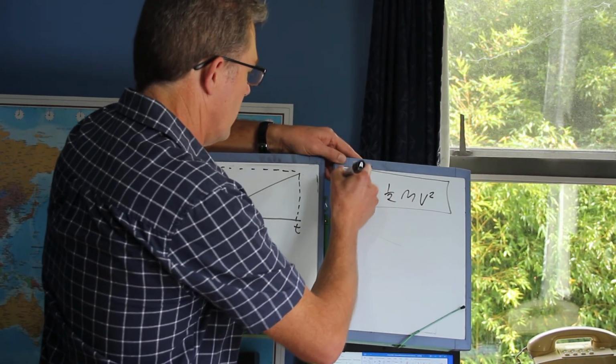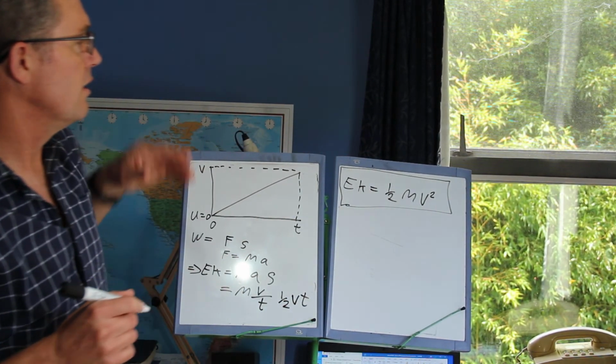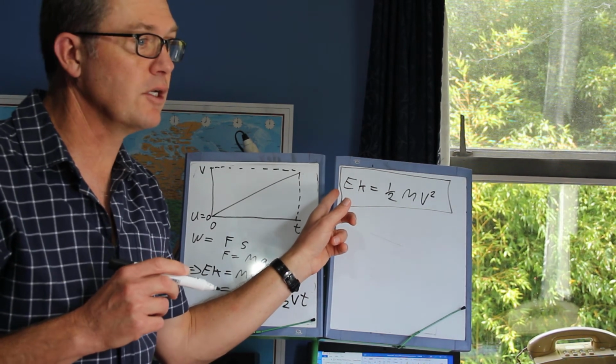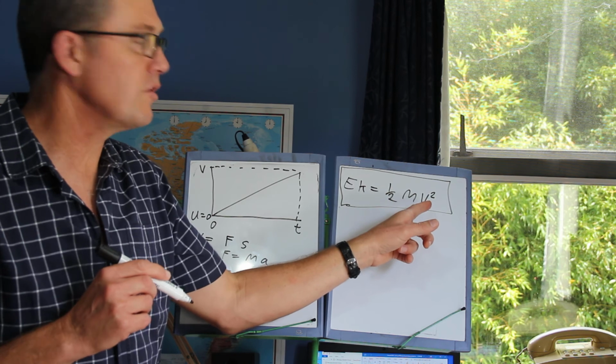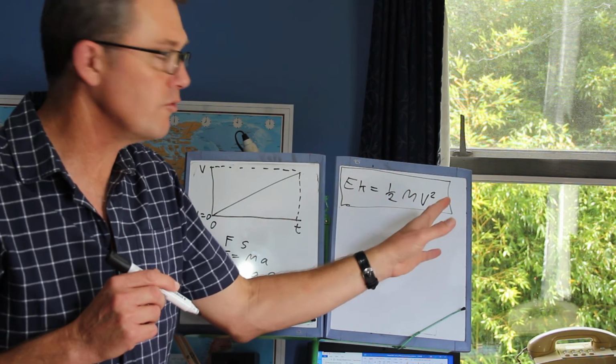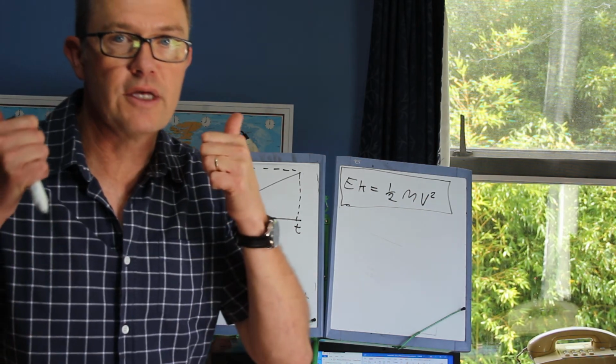That is your formula. Bear in mind, it's a scalar, it's not a vector. Energy doesn't have direction. Speed, not velocity. Doesn't matter what direction it's going, it's got the same kinetic energy whatever direction it's going in. Okay, there we go, that's kinetic energy.